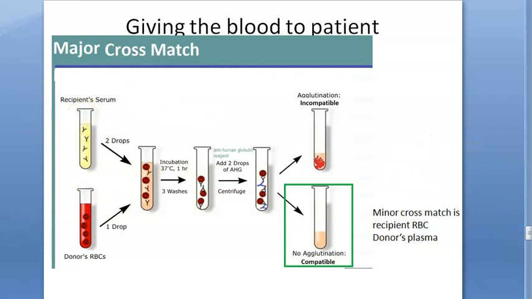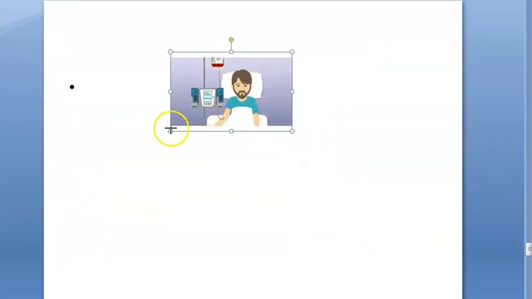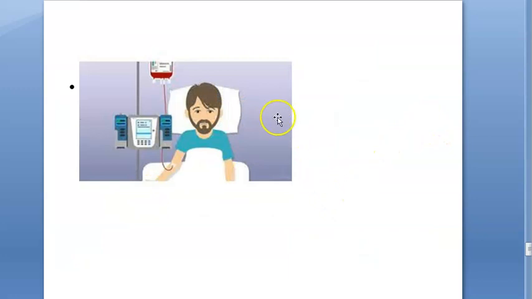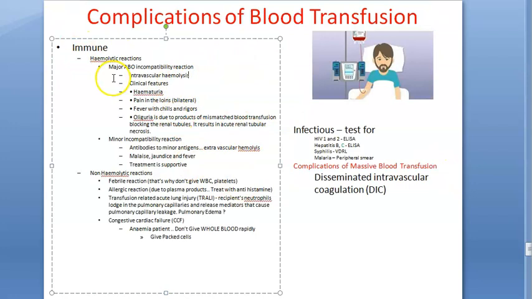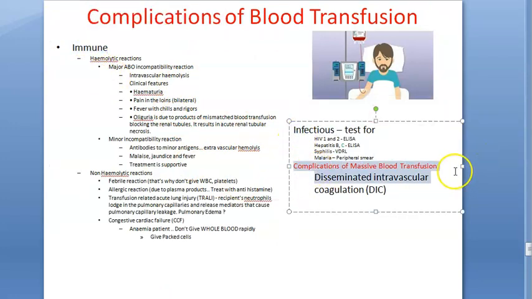Then you will give the patient the blood. So you will give the patient blood. You will keep monitoring the vitals, etc. And you should know the complications of blood transfusion. Okay, there are 3 headings here: immune, infectious, and massive blood transfusion complications. We'll come to that. First, look at immune.